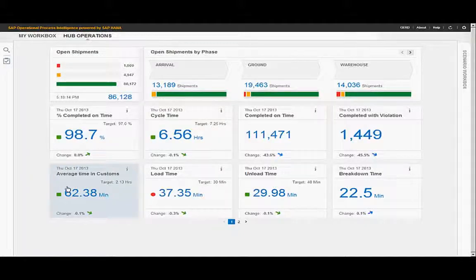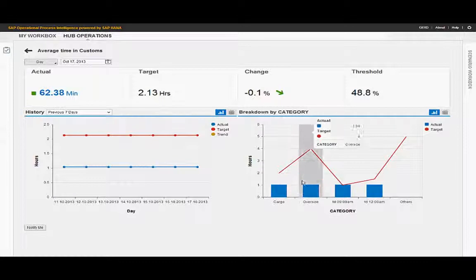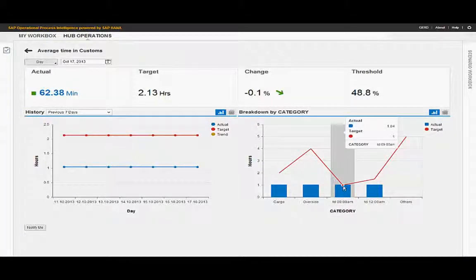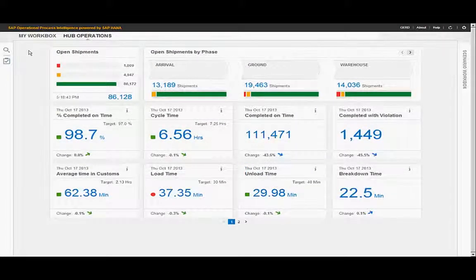Customs is something that can delay his shipments out, so he wants to really look at the breakdown. The to be delivered at 9 a.m. category is slightly in red, but it's not so bad, so he's happy about it. He wants to be notified if there is a problem. If it's violated, notify me early. That's what he says. And this is how he sort of gets real-time visibility.